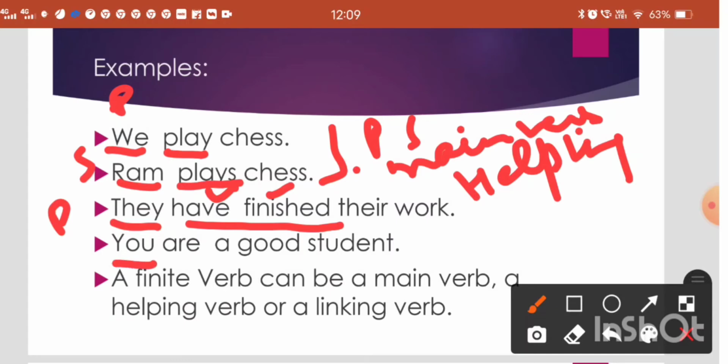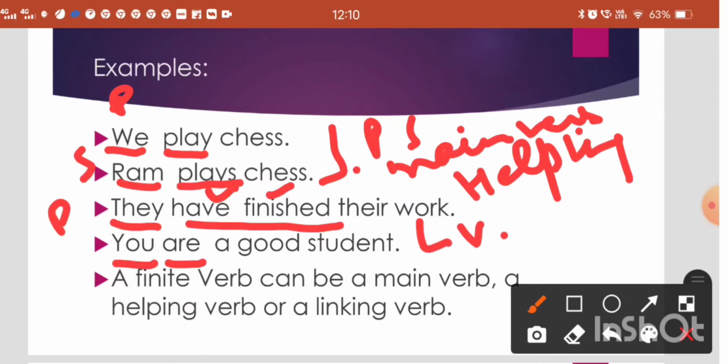Next example is you. You may be singular or plural, but it always takes a plural verb. Remember this. And here are is linking the two parts of a sentence, that is the subject and the remaining part of the sentence. So it is working here as a linking verb.